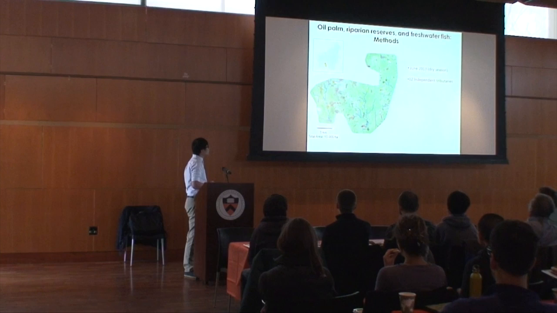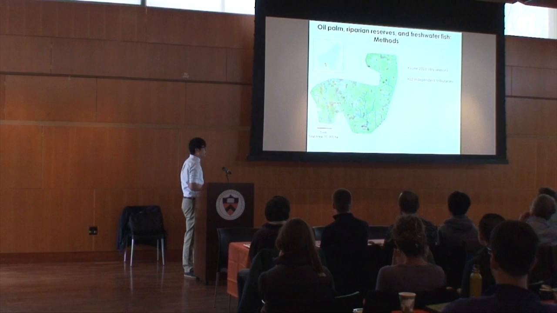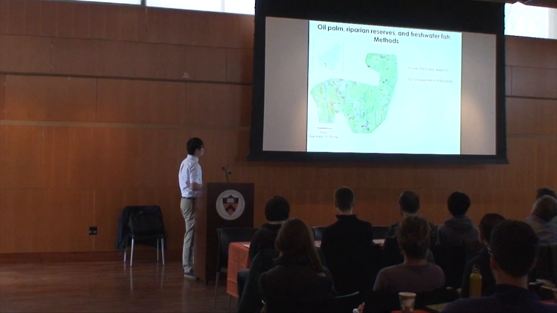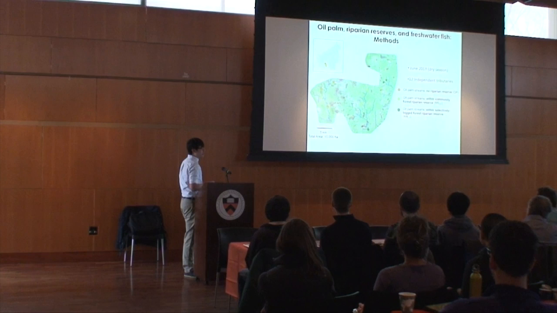So this is my study site. I sampled fish in June 2013 in the dry season, just so that the water is low enough for me to wade in and do electrofishing. I sampled in 12 independent tributaries. All 12 tributaries are in an oil palm plantation, so it's in an oil palm monoculture landscape.